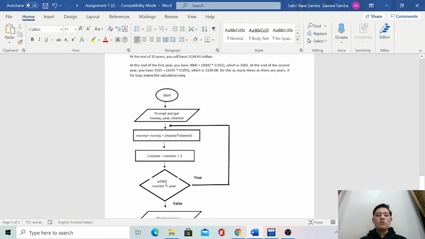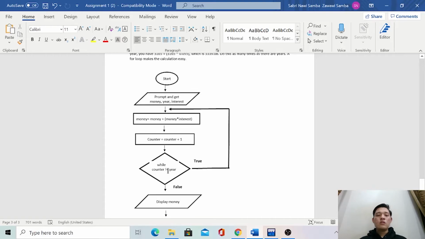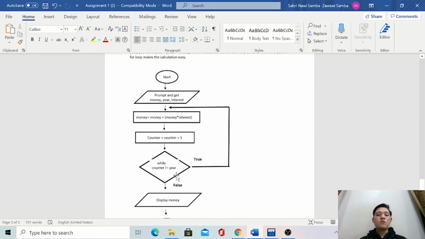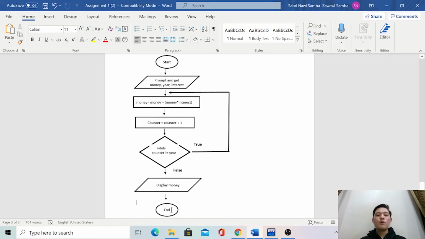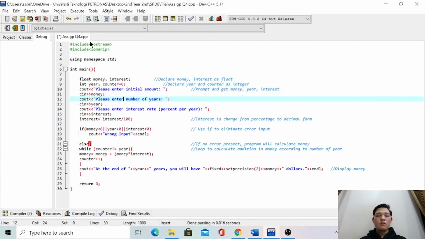So I will do a while loop. While counter not equal to year is true, this loop will occur until counter is equal to year. When that is false, we will display the amount of money. Then end of program. This is the C++ program.